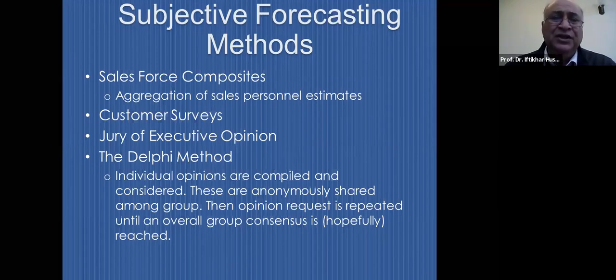In the Delphi method, individual opinions are compiled and considered. You ask various people, including the experts, including the people within the organization. Individual opinions are compiled and considered. These are anonymously shared among the group. You don't mention their names, so that is anonymously shared among the group. Then the opinion request is repeated until an overall group consensus is arrived at. Whatever the consensus is, that is the forecast.